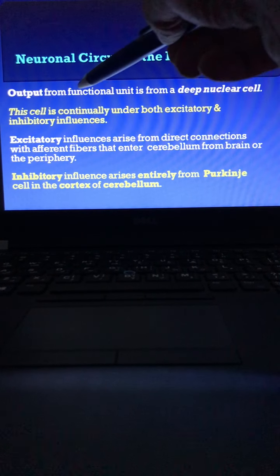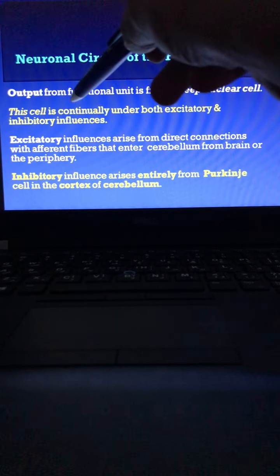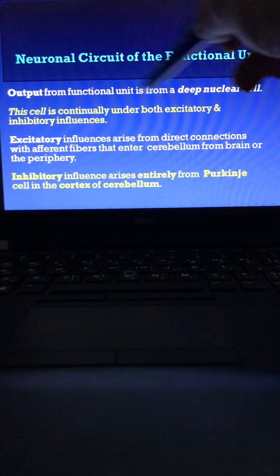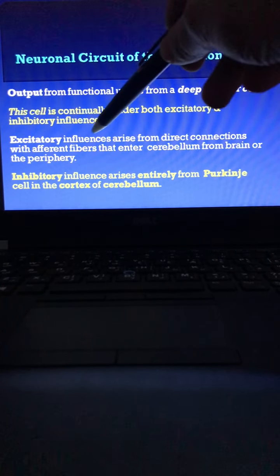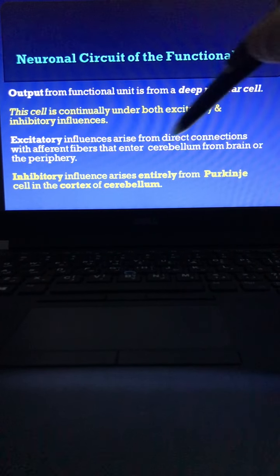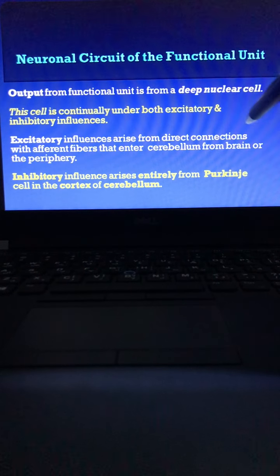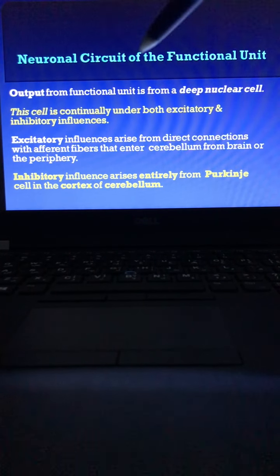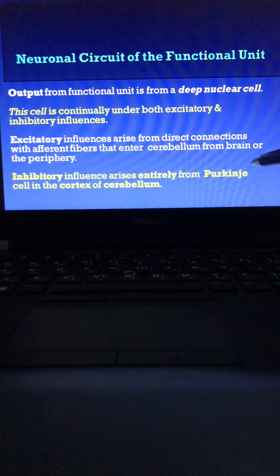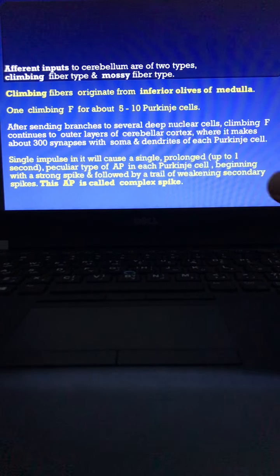Now, neuronal circuit of the functional unit. The output, as we said, is from the deep nuclear cells. This cell is continually under both excitatory and inhibitory influences. The excitatory influence arises from direct connections with afferent fibers that enter the cerebellum from the brain and the periphery, while inhibitory influences come entirely from what is called the Purkinje cell in the cortex of the cerebellum.